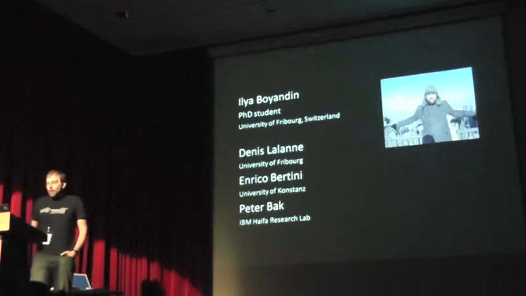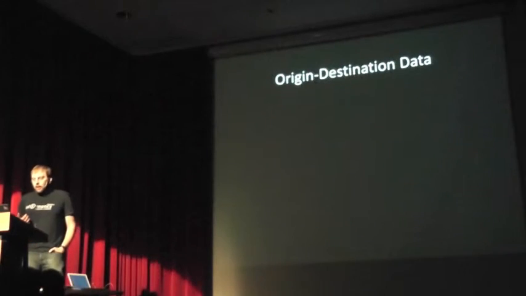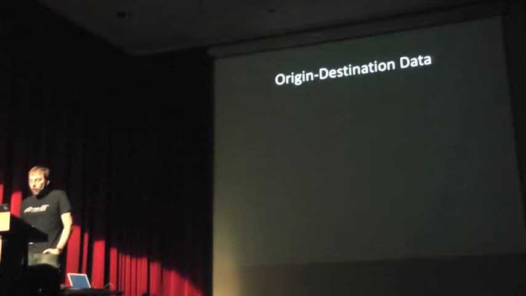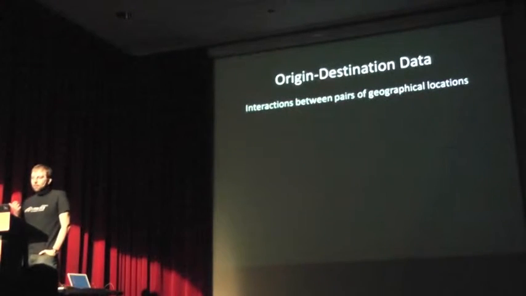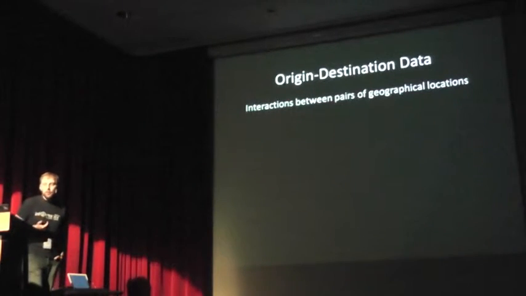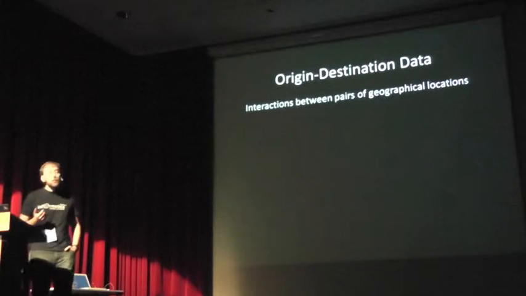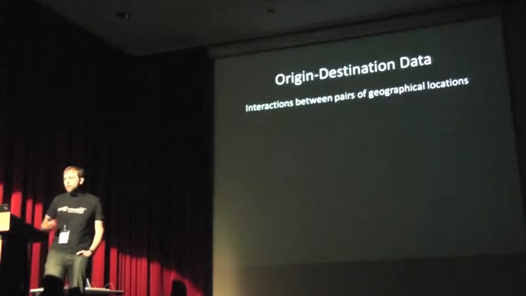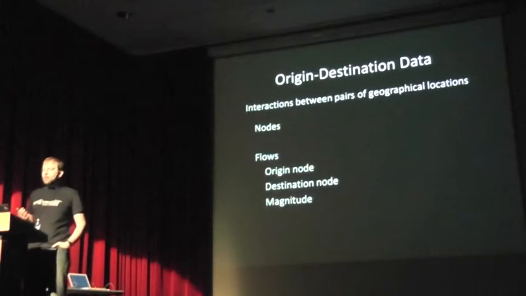Hello. So I will be speaking about origin destination data. What is it? Origin destination data represents interactions between pairs of geographical locations, like something moves from A to B, or there is network traffic from A to B, or A sends money to B. Basically, it's a directed graph.